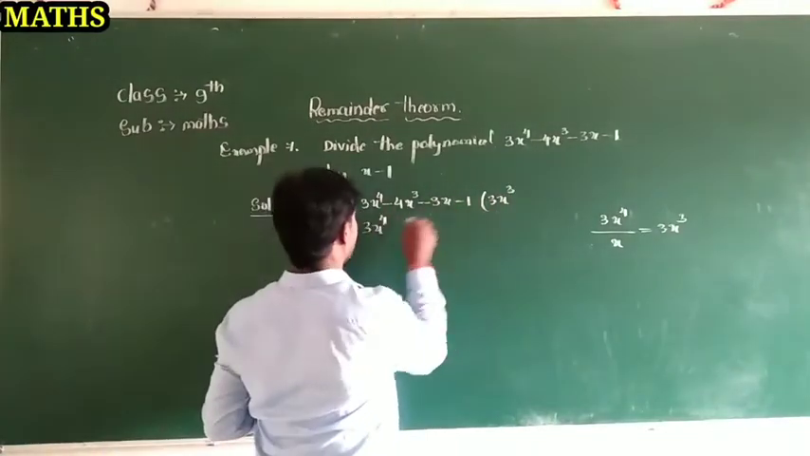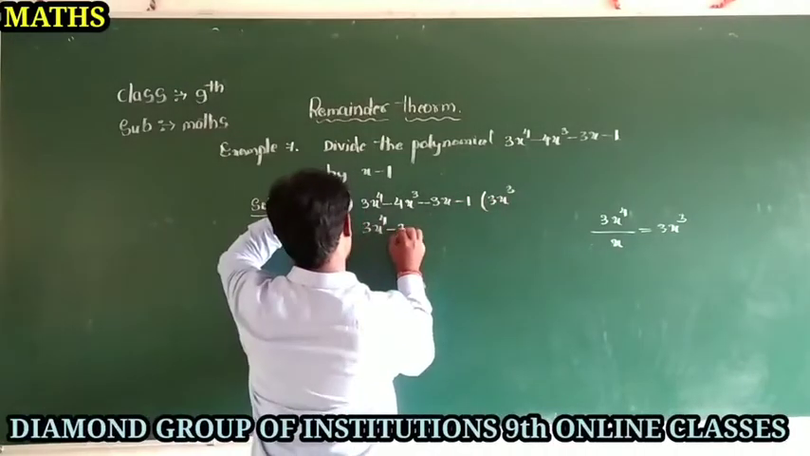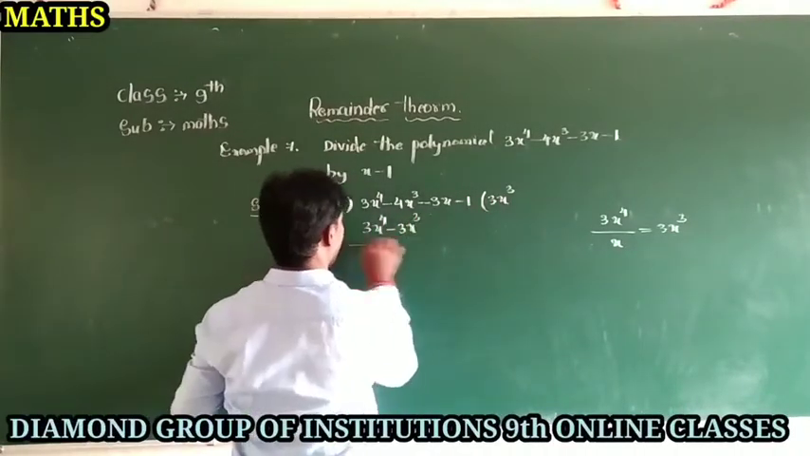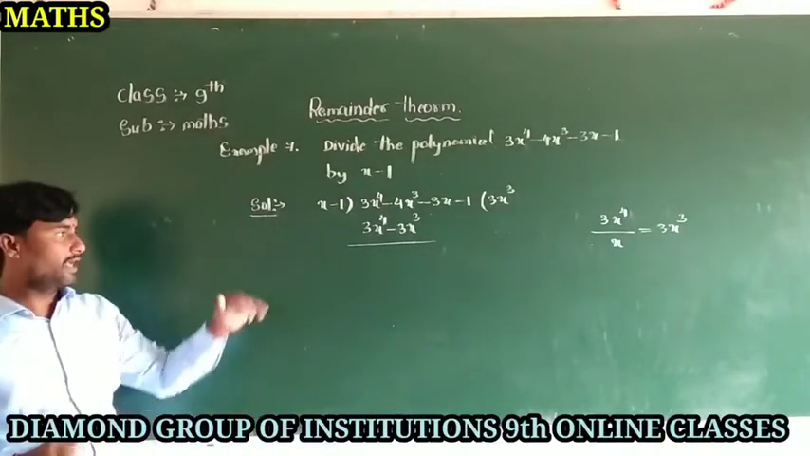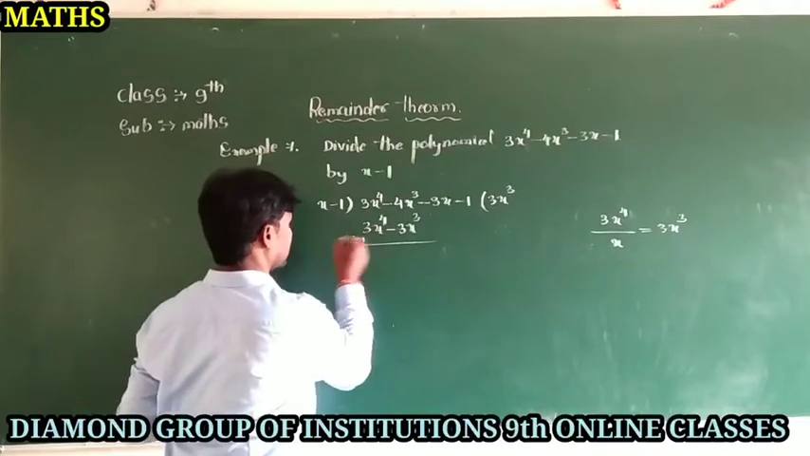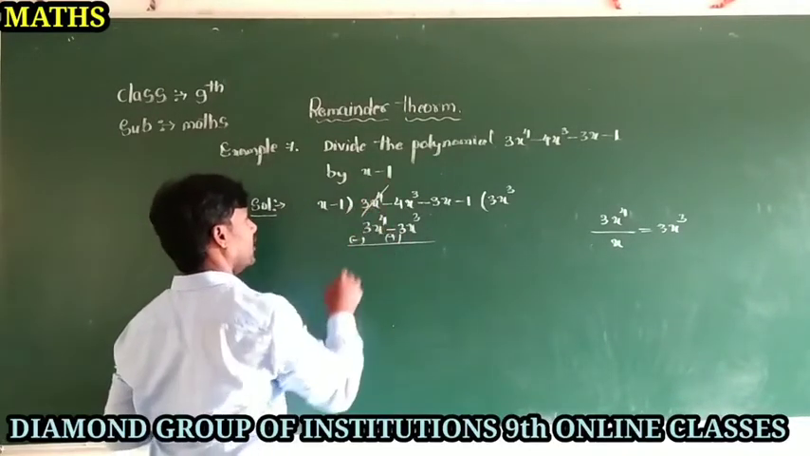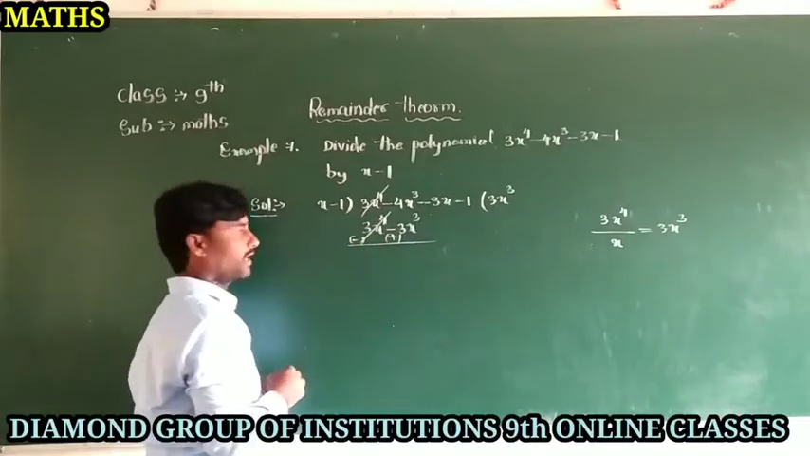Now minus into plus is equal to minus, dear students. So 1 into 3x cube is equal to 3x cube as it is. Now we should do the subtraction. So the sign will be changed. So plus becomes minus, and minus becomes plus. Now plus 3x raised to the power of 4 minus 3x raised to the power of 4, both get cancelled.